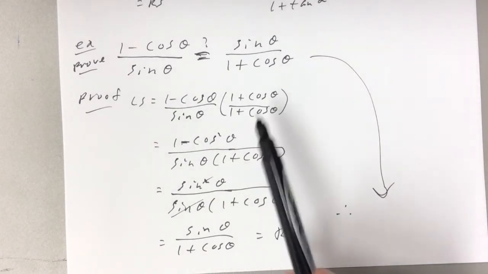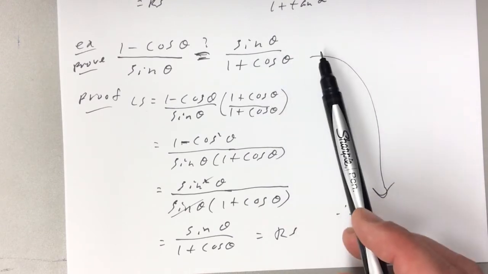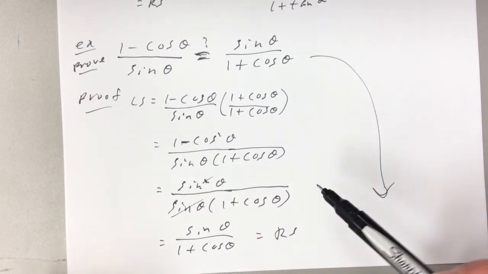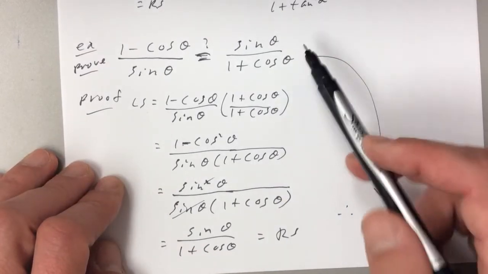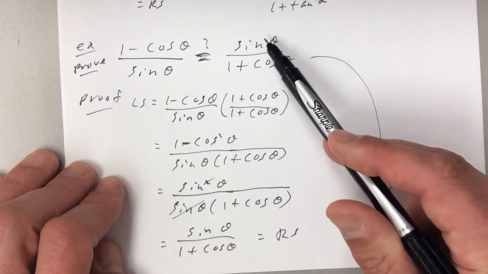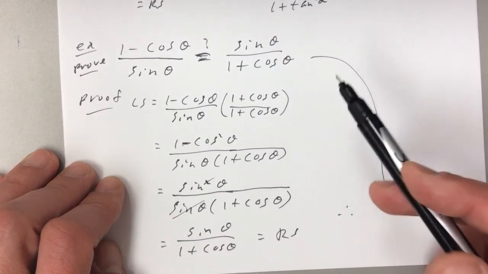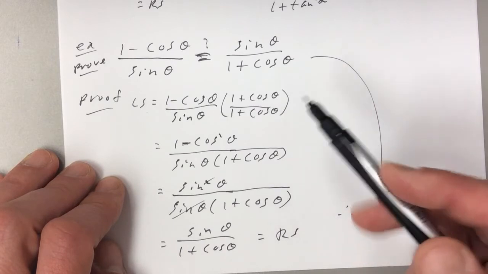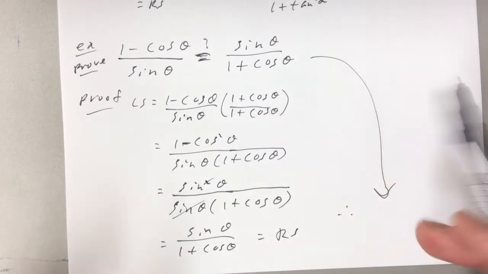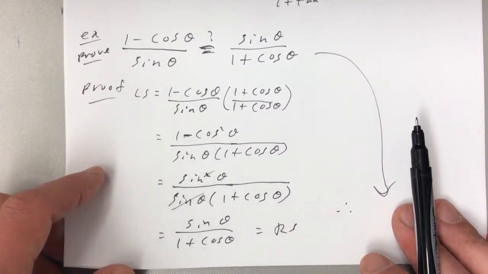You could have chosen to go from the right side, and you would have multiplied the top and the bottom by (1 minus cos theta). Another option would have been to multiply the top and bottom by sine of theta. Then you would have had a sine squared theta on the top, and could have replaced that with 1 minus cos squared theta, and then factored that. So there's a number of different ways to go on this, not just one way.